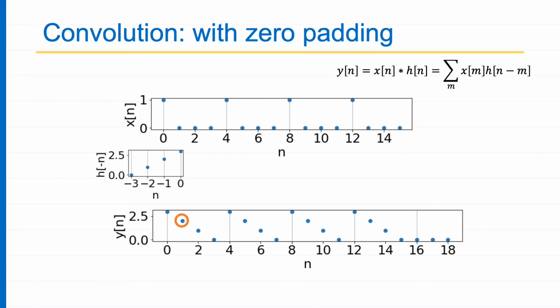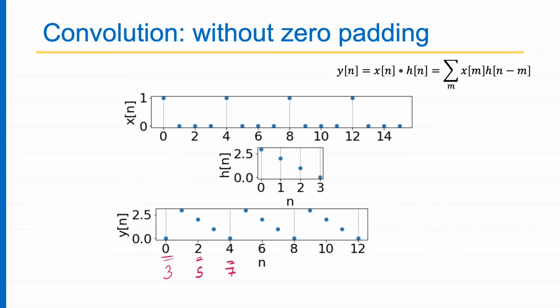Similarly, to compute y of 2, my h will be shifted further by one step, and I again do the element wise product and sum, and I get y of 2. Similarly, in this way I can keep going.